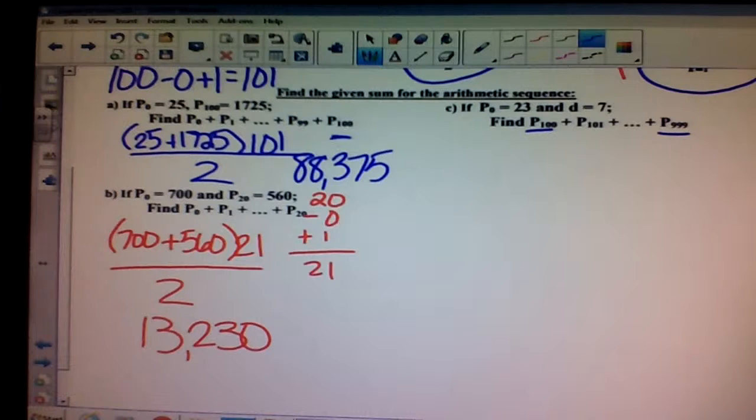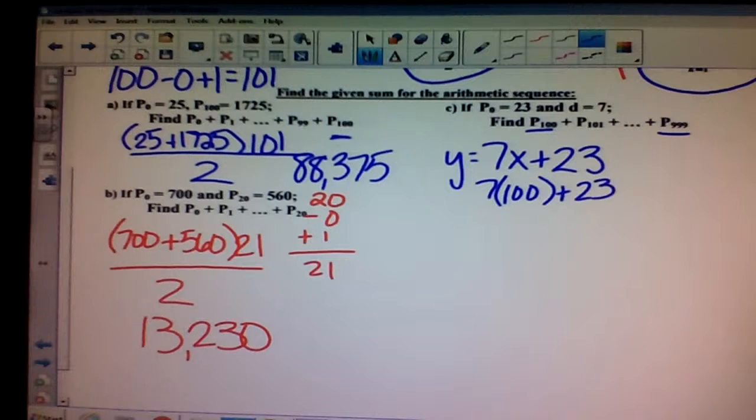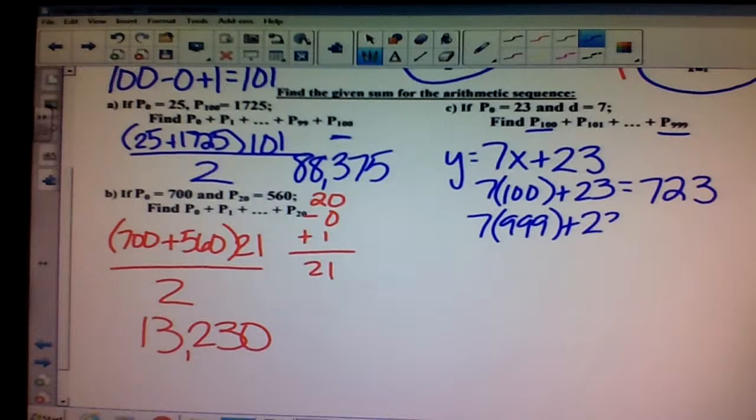I taught you that y equals mx plus b for a reason. What does my equation look like for this? y equals 7x plus 23. So now I can find my 100th term by plugging in 100. So my 100th term is 723. I can find my 999th term. It's 7,016.